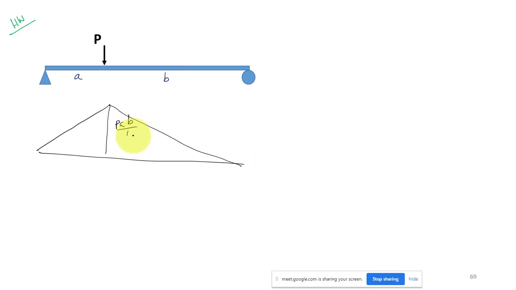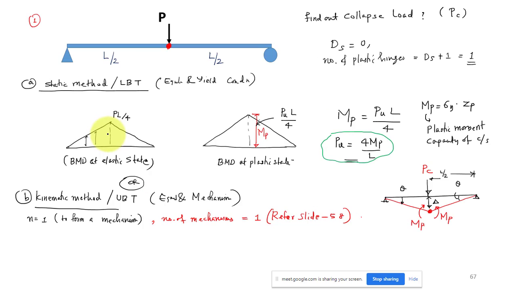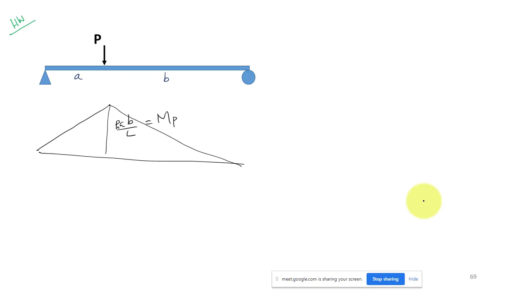PAB by L, which will be equal to MP. So you can get the value of the collapse load, PC will be equal to MP L by AB. That is your lower bound theorem. You can solve it step by step like this. Draw the moment diagram at the plastic state, and then you can apply that.